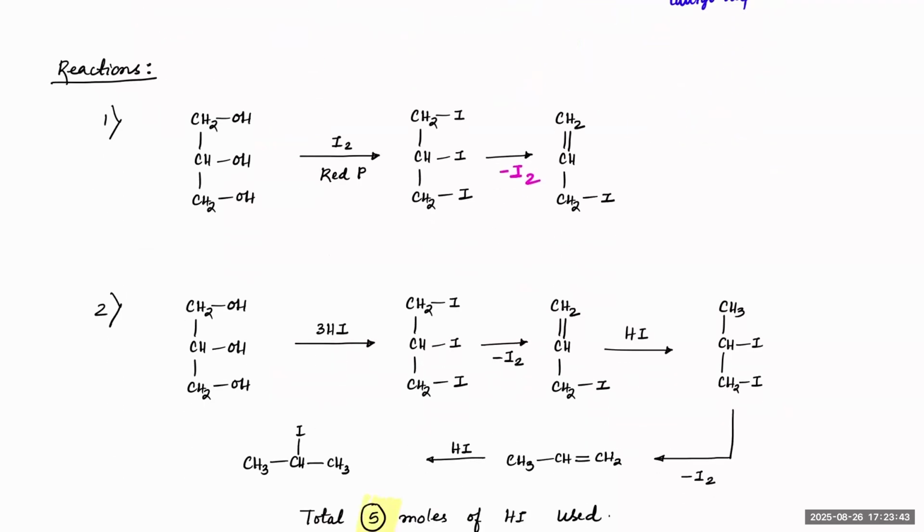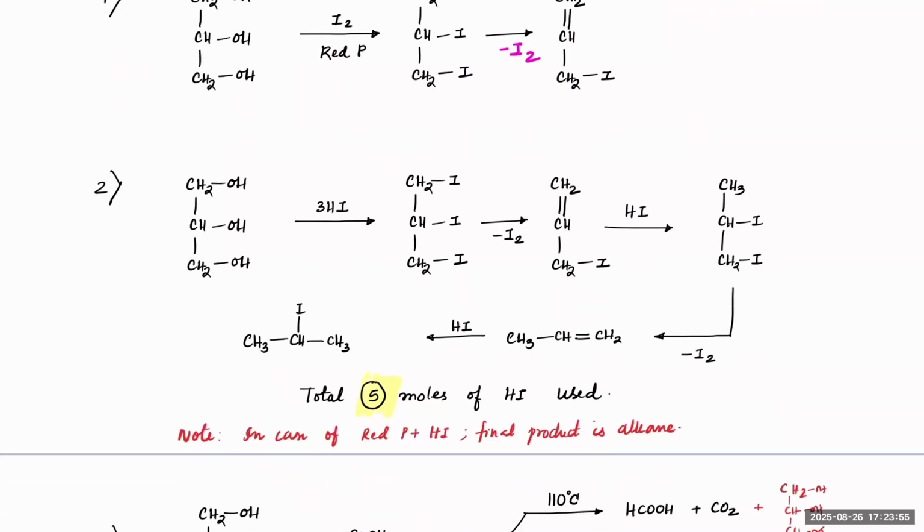Glycerol, when you react with red phosphorus and iodine, first all the iodines will come, and you know that iodines are unstable. Remove this part, so you'll get allyl iodide as the product. And if you react with 3 moles of HI, you'll get iodine at all 3 locations. Remove one iodine, double bond will come. Again add HI, you'll get iodine coming one more time. Remove iodine again, you'll get a double bond. Again add HI. So how many moles? 3 moles. For glycol, how many? 3 moles. Glycerol, 5 moles.